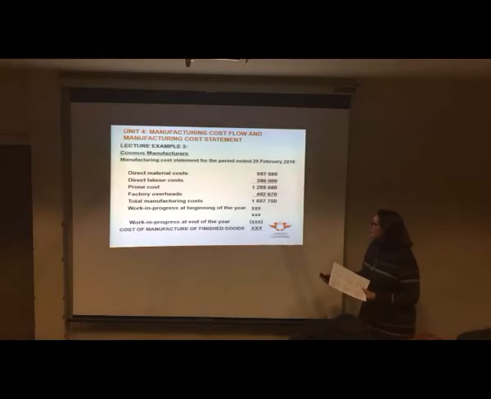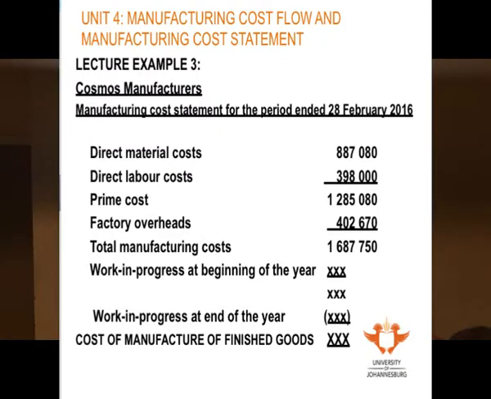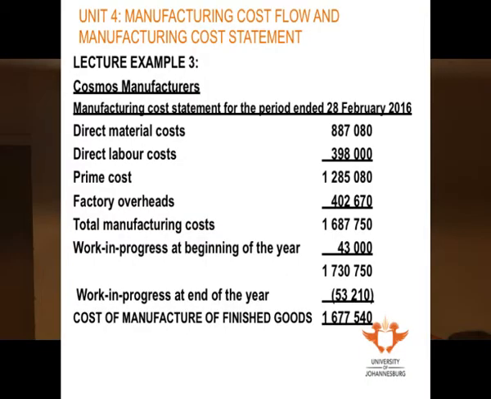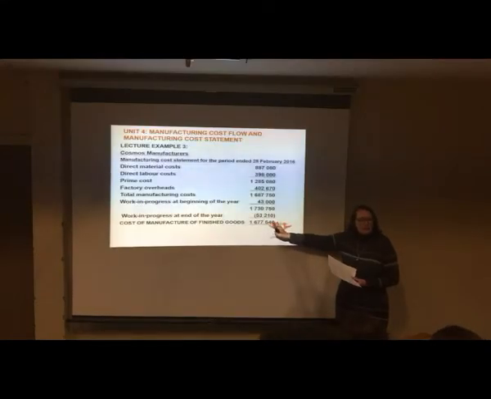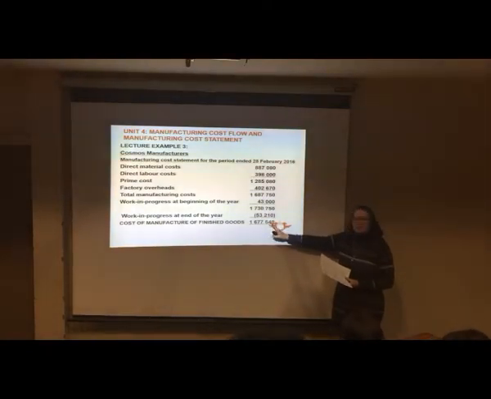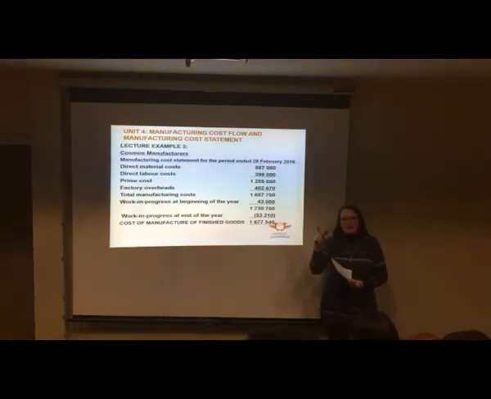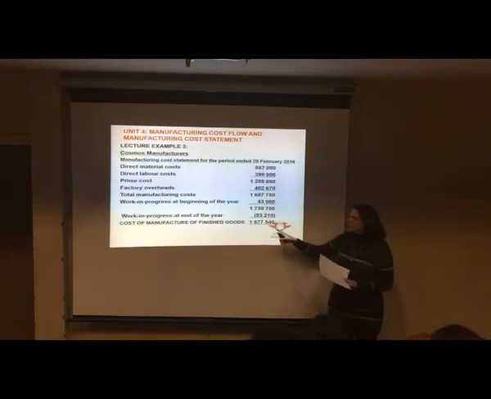Okay. So now you get a total manufacturing cost of 1,687,750. You add the work in progress at the beginning of the year, subtract the work in progress at the end of the year, and your cost of manufacture of finished goods is 1,677,540. Now what about the opening and closing balance of finished goods? This is the cost of manufacture of finished goods, okay? We don't need to take into account the opening and closing balance of finished goods to calculate this.